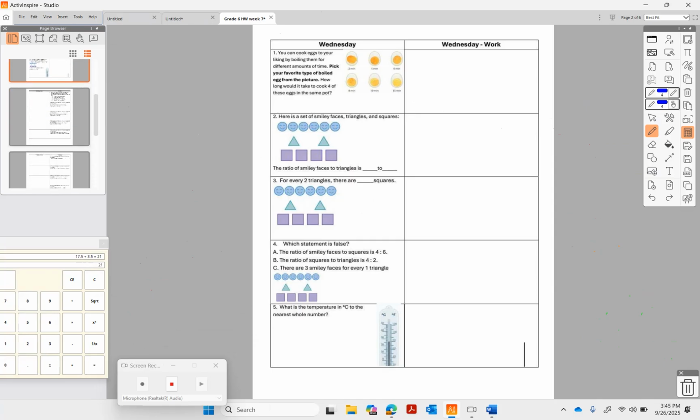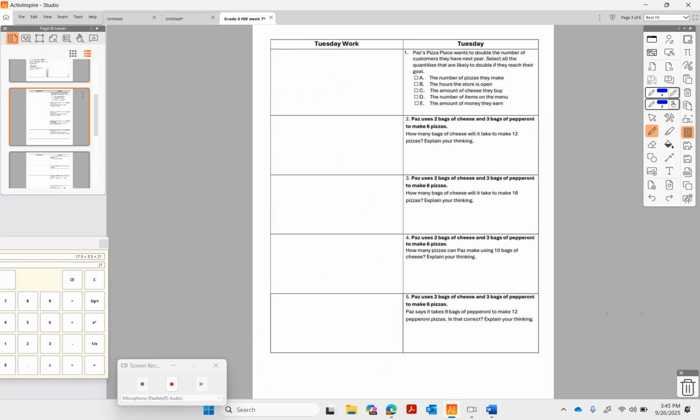Okay. Paz's Pizza Place wants to double the number of customers they have next year. Select all of the quantities that they are likely to double. So if they double the number of customers, they will probably double the number of pizzas that they make. They could stay open longer, but I'm thinking they're not going to stay open twice as long. So I'm going to take that one off. The amount of cheese they buy, yeah, if they're going to double the number of pizzas they make, they need more cheese.